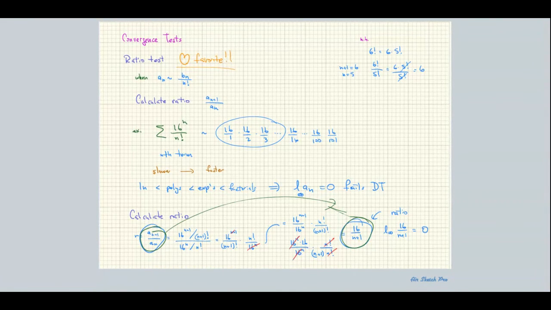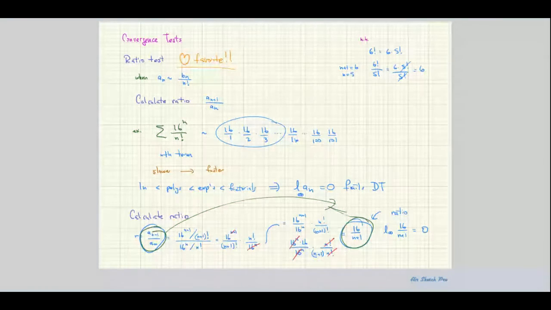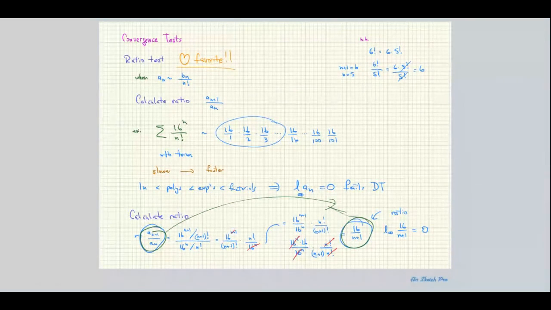So anyway, that's how that works, and this is our favorite. This is the one we're going to use again and again as we're showing something called the radius of convergence for our power series that we'll be looking at starting next week.